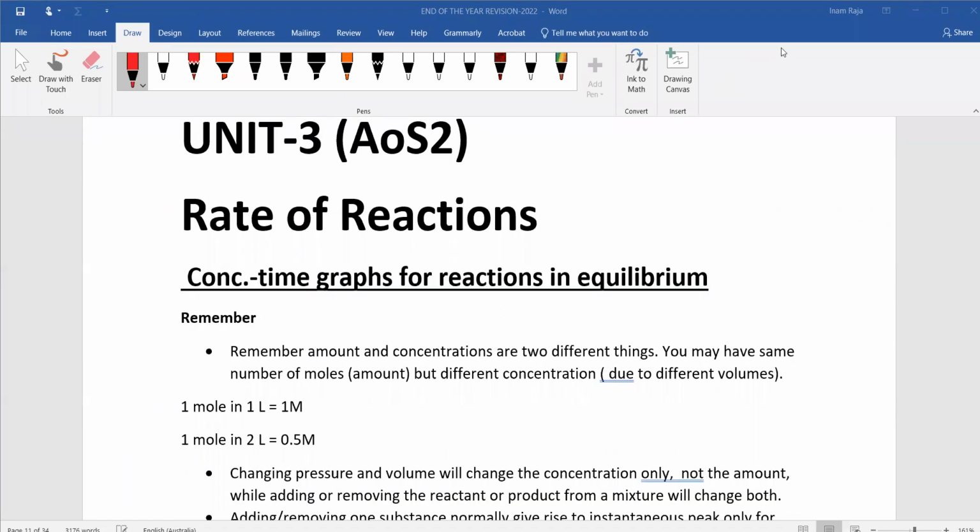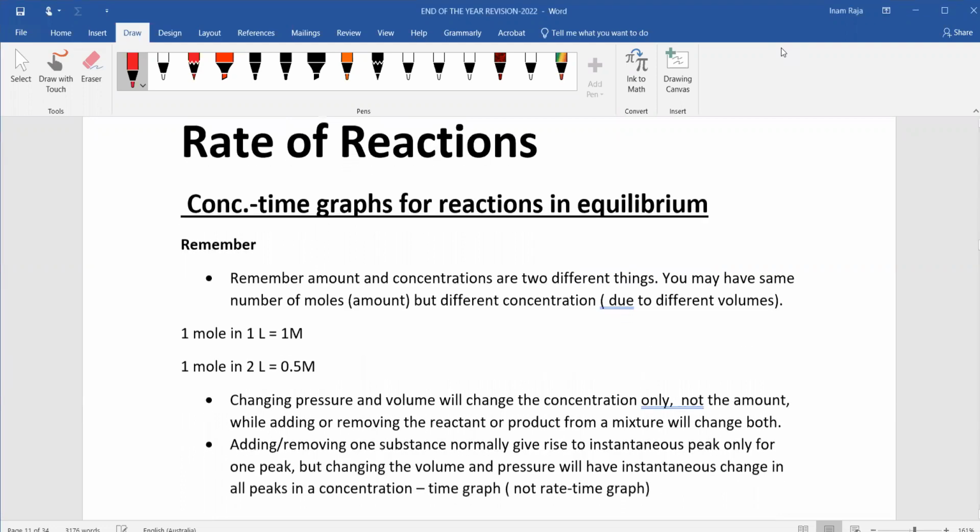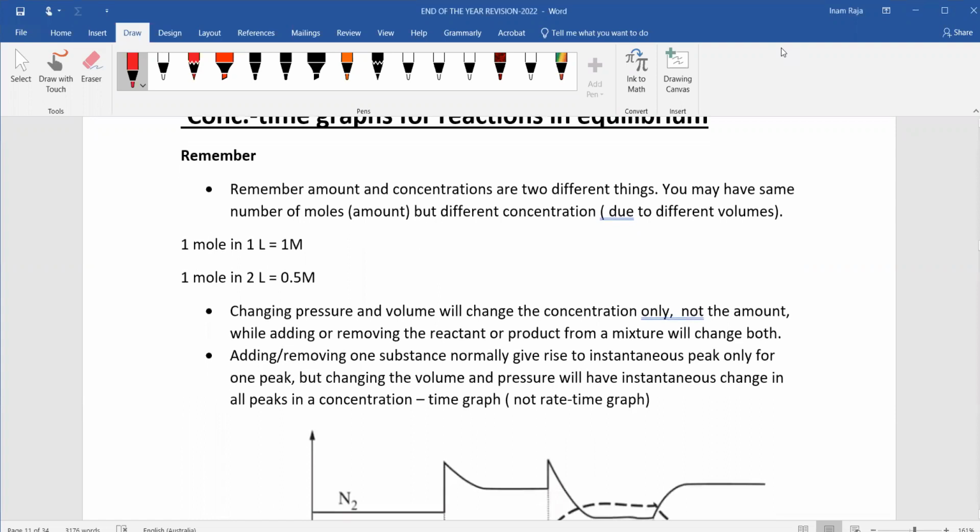Okay, in Unit 3, area of study 2, there are 3 chapters in your textbook: rate of reaction, and then extent of reaction, which is the Le Chatelier principle and Casey, and then the third chapter is electrolysis. So Unit 3, area of study 2 is rate of reaction. Again, I'm going over some important concepts.